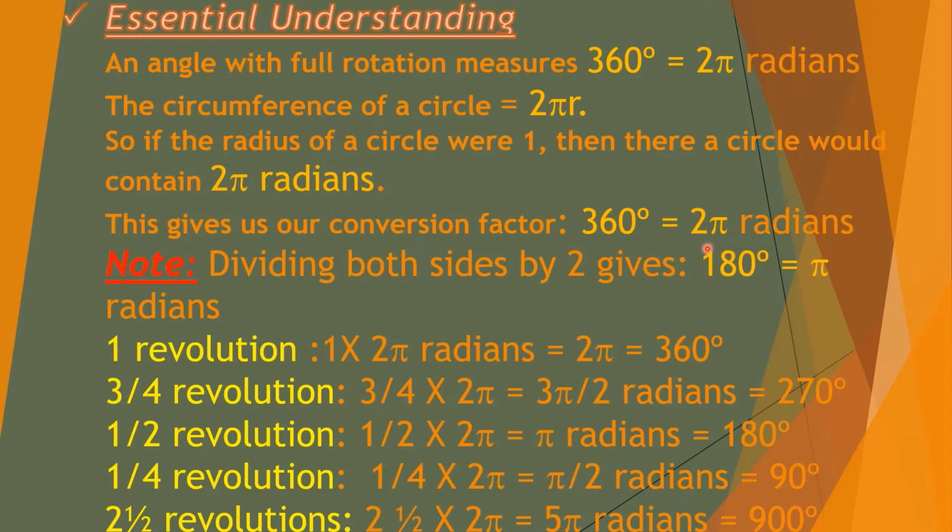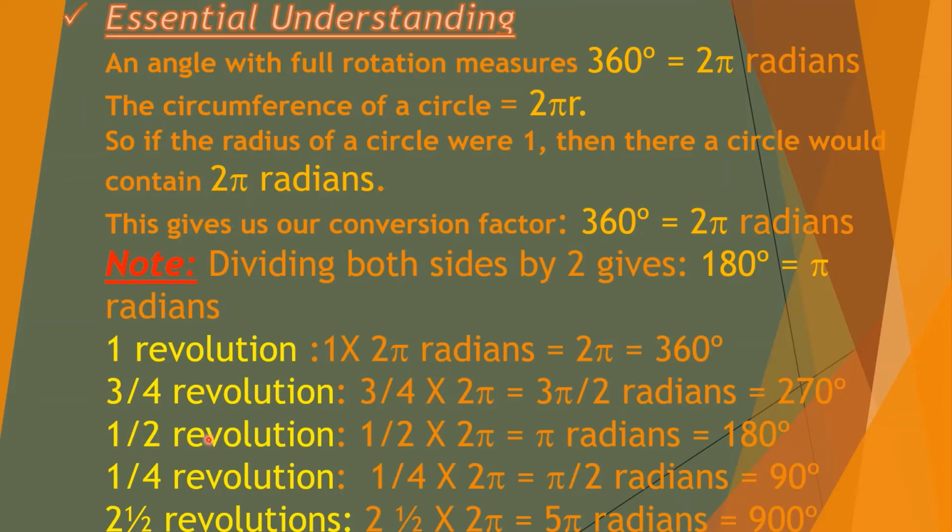How do you obtain this? Just by dividing by 2 and by 2. This will be 180 and this will be pi radians. In general, 1 revolution is equal to 1 times 2 pi radians, which is equal to 2 pi, which is equal to 360 degrees. What about 3 over 4 revolution? It's 3 over 4 times 2 pi, which is equal to 3 pi over 2 radians or 270 degrees.